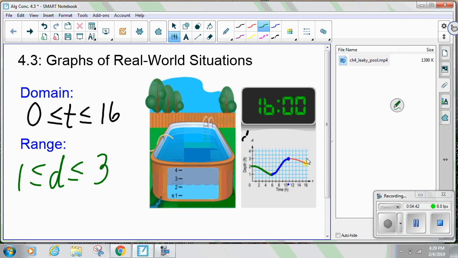But then again, it looks like that leak takes over, and we have a lower depth again from 11 hours up to 16 hours. Our pool is leaking again, and we have a lower depth in that period of time.